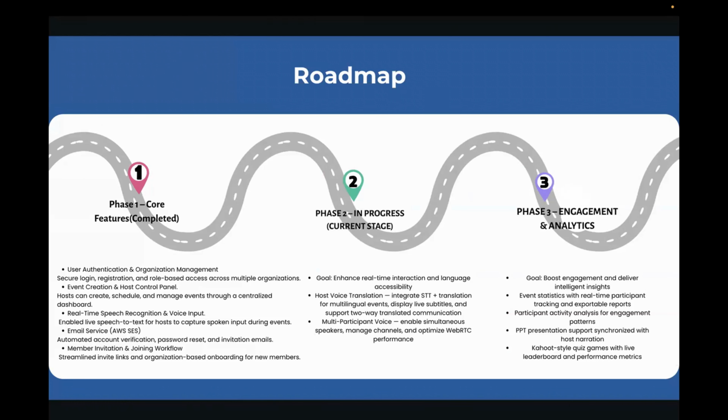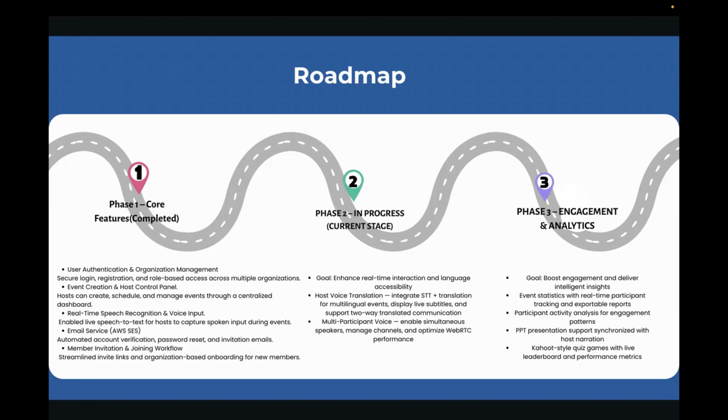Hi, this is Brady, and I will talk through the roadmap and highlights of our project. Our project has 3 phases. Phase 1 is already completed. It includes the user auth, organization, and event management. The host can speak, and the system turns voice into text and translation. We also added an email service with AWS Simple Email Service, and it works with different templates in many features, like reset password, sign up, and invitation.